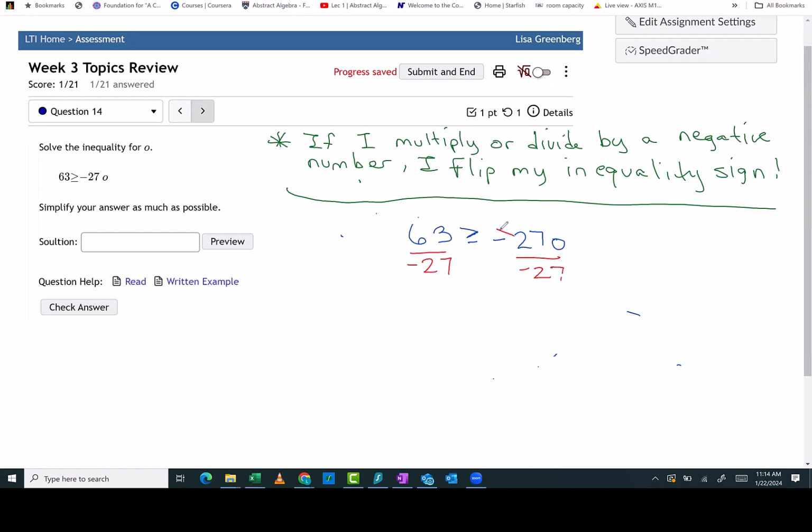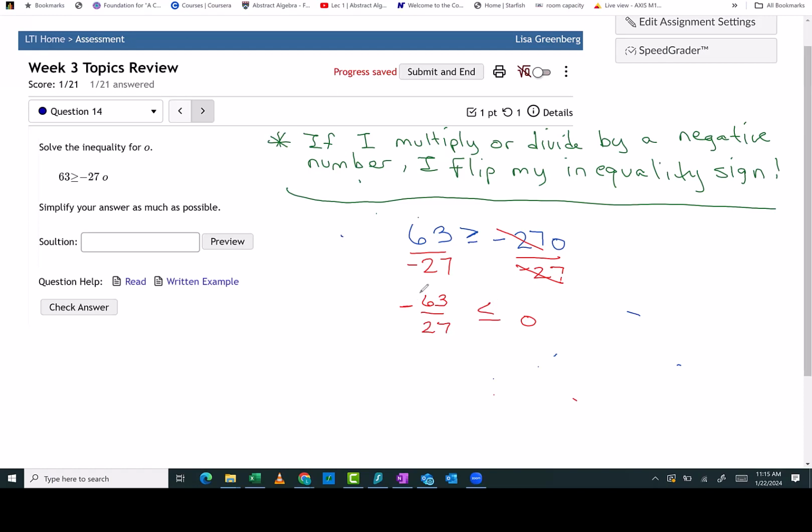The negative 27s cancel. On this side, I get negative 63 divided by 27. On the right-hand side, I get 0, and I have to figure out which way my inequality sign is going. Did I multiply or divide by a negative number? Oh, I did. That means I have to flip the sign. It's going to go the other way.